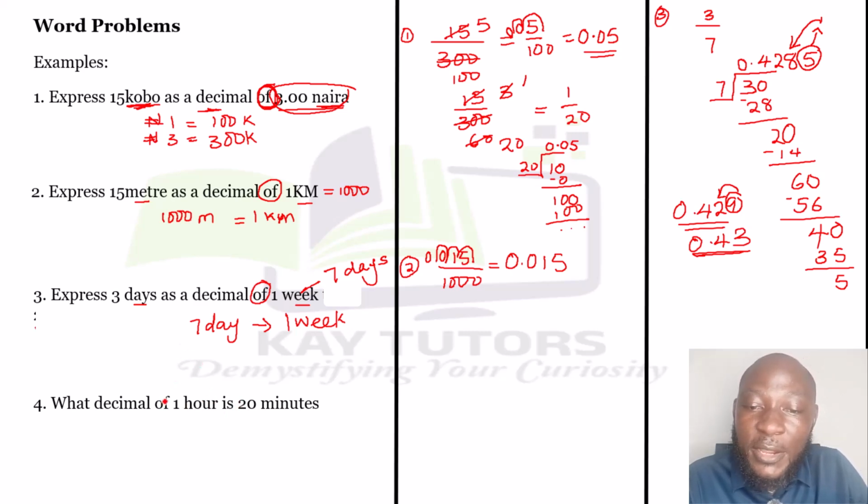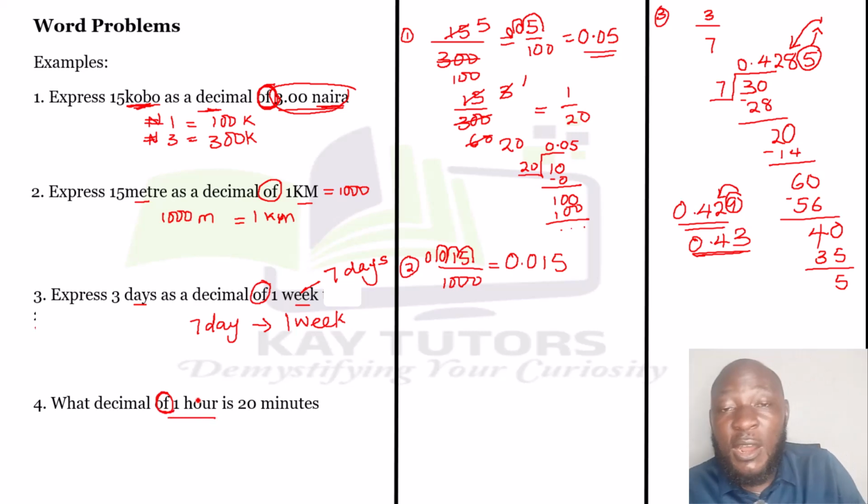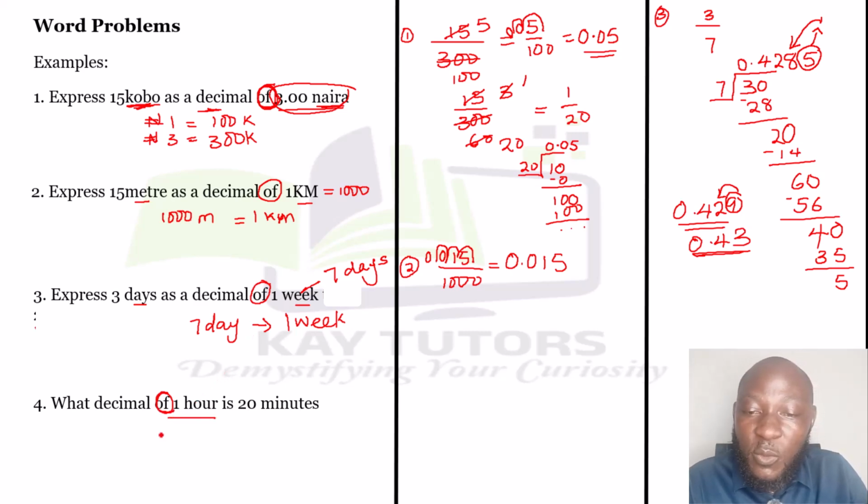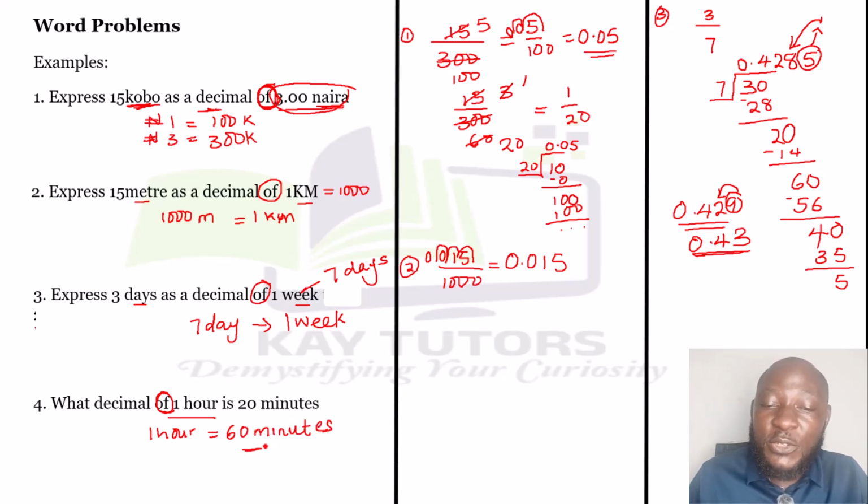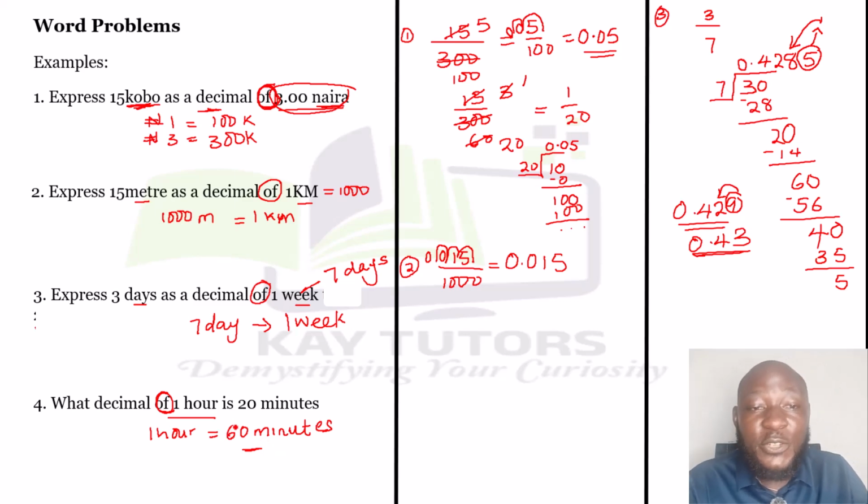And number 4, what decimal of 1 hour is 20 minutes? "Of", remember, this goes down. So what is the relationship between hours and minutes? For every 1 hour, the relationship with it is 60 minutes. So at this point, I believe you can solve this and write your answer in the comment section.